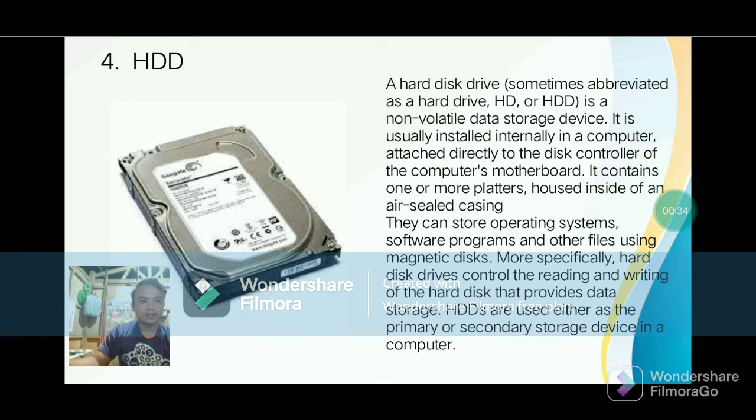They can store operating systems, software programs, and other files using magnetic disks. More specifically, hard disk drives control the reading and writing of the hard disk that provides data storage. HDD are used either as the primary or the secondary storage device in computer.